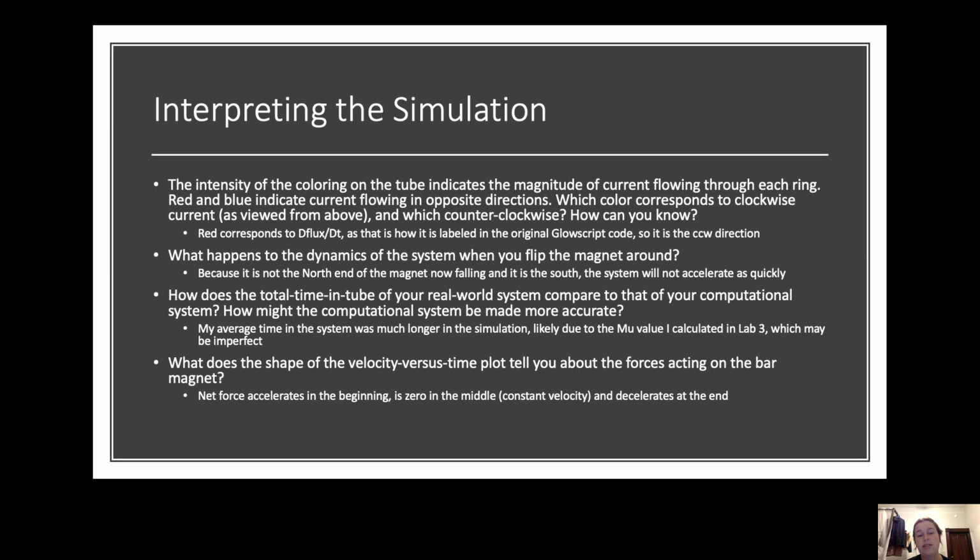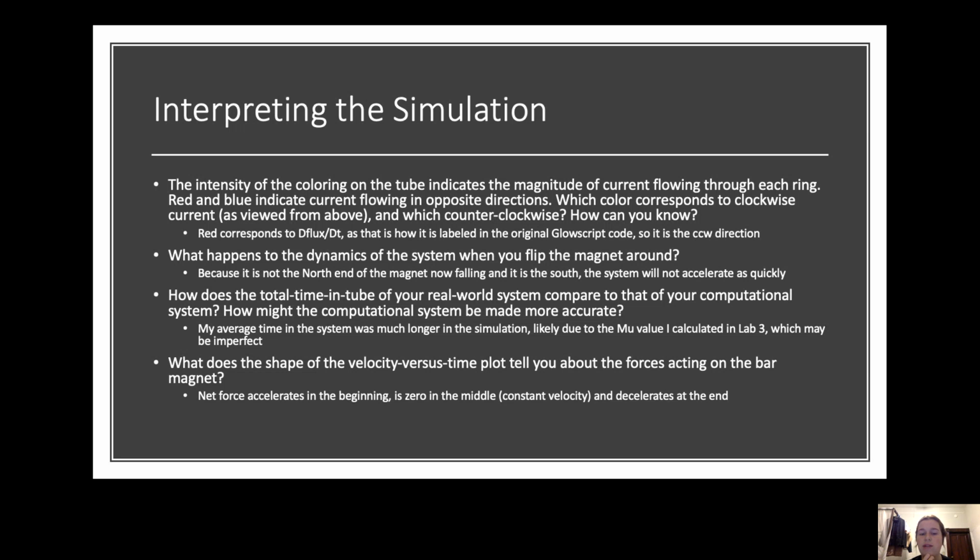Then how does the total time in tube of the real world system compare to that of a computational system? How might the computational system be made more accurate? My average time in the system was much longer in the simulation from Closed Script. This is likely due to the mu value I calculated in lab 3, which may be imperfect.